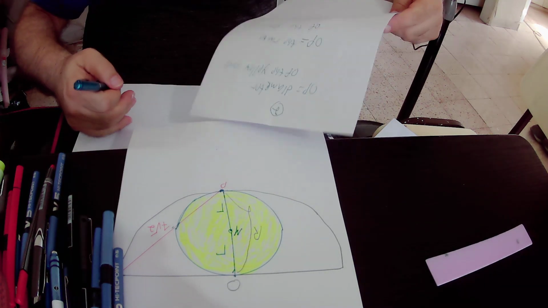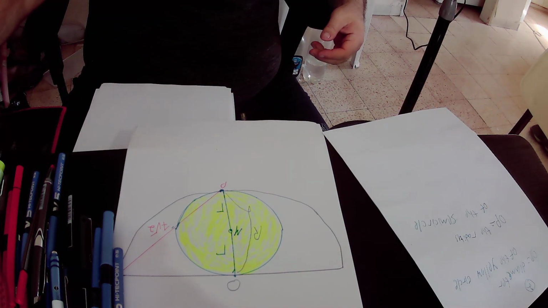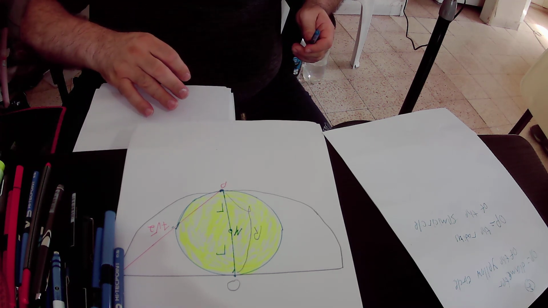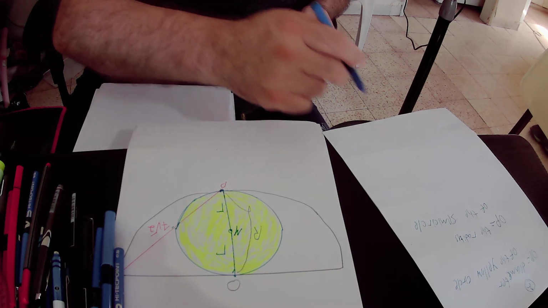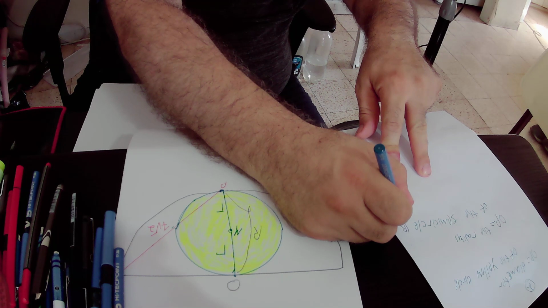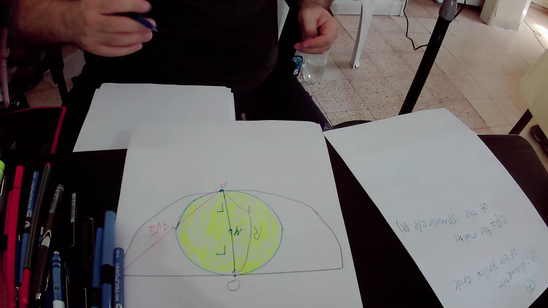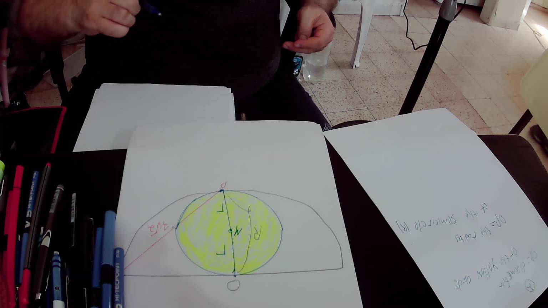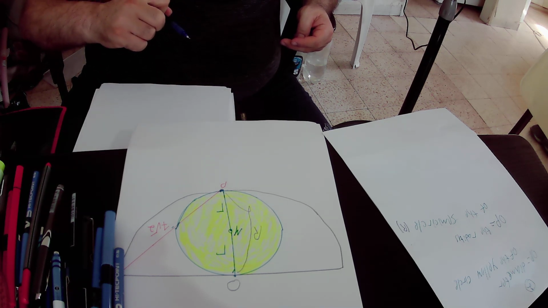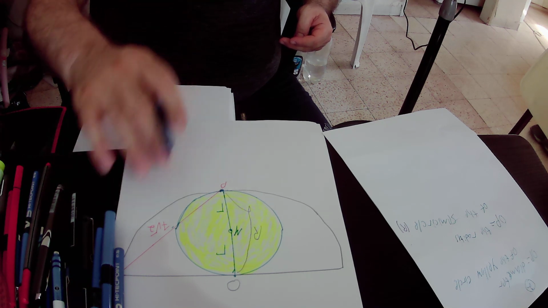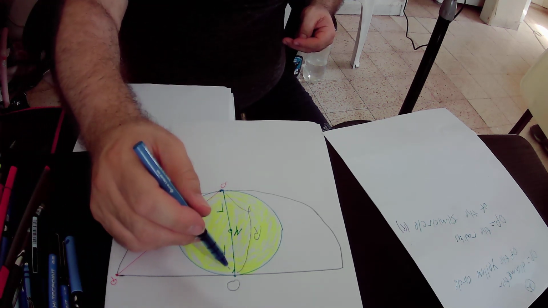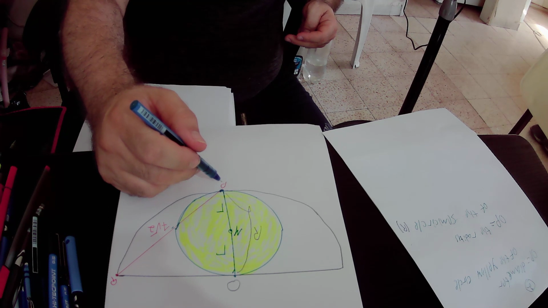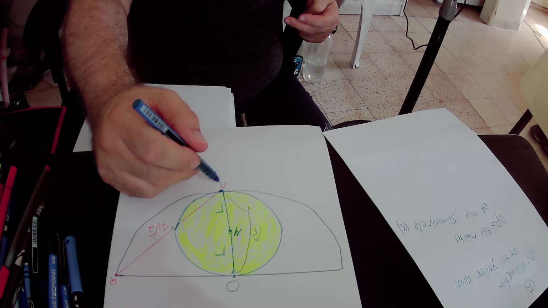Now I will explain why OP is the radius of the semicircle, which I marked as capital R. The radius of the semicircle is marked as capital R. OP is the radius because it starts from the center of the semicircle and ends at point P, that is a point on the semicircle itself.